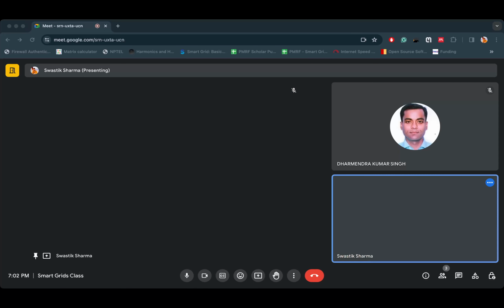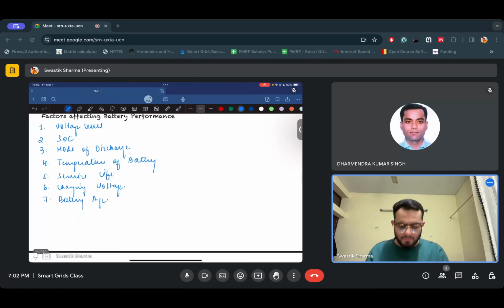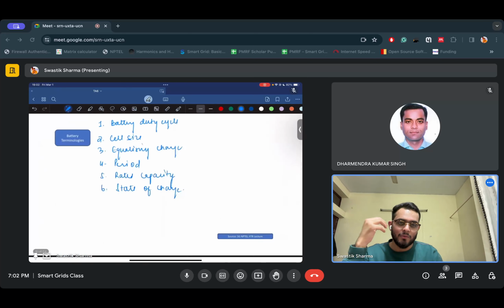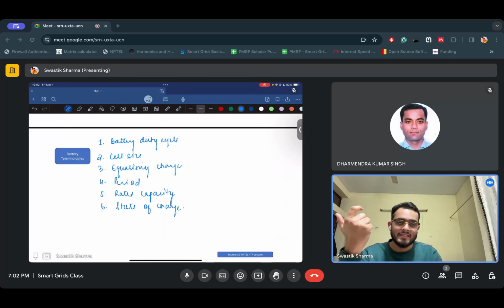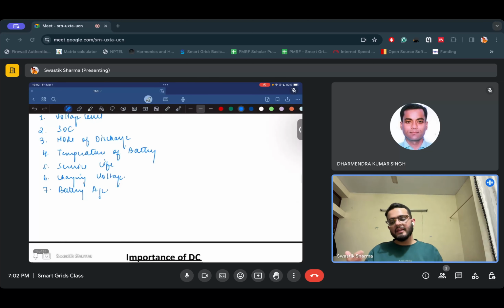Then you have charging voltage. If you charge it greater than the threshold voltage, your battery's performance won't be great. Battery age: older batteries perform poorer. So these are some factors that I discussed which affect the performance of your battery. And all of these batteries supply power in what? They don't supply AC, right? What they supply is DC. So since these are DC, the microgrids they are part of are called DC microgrids.